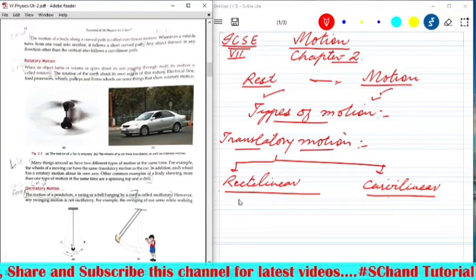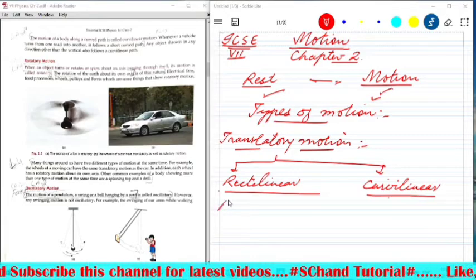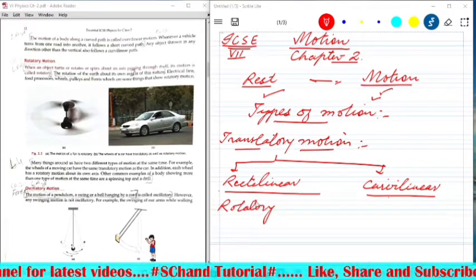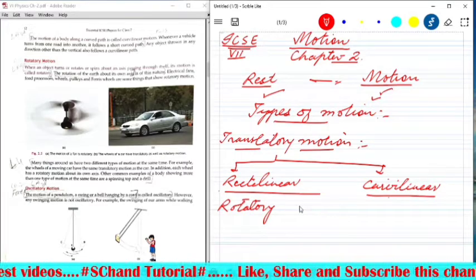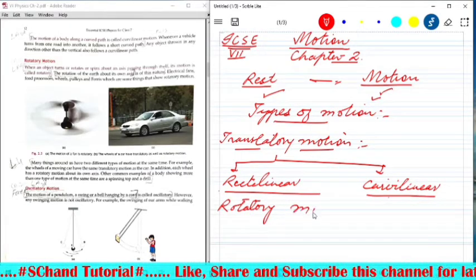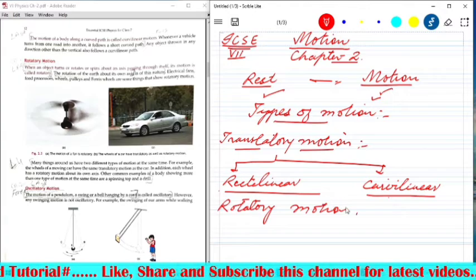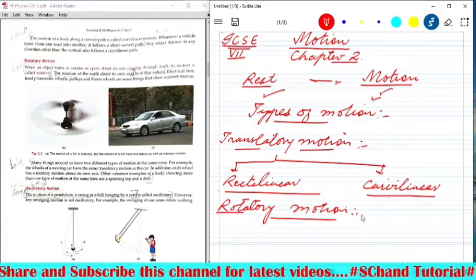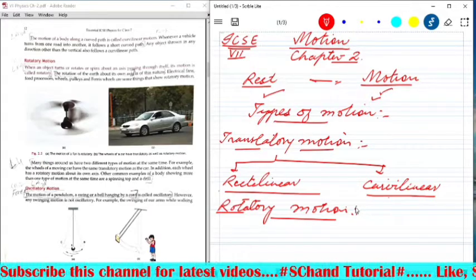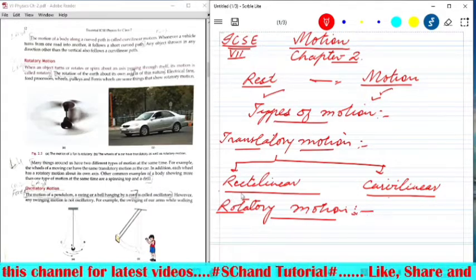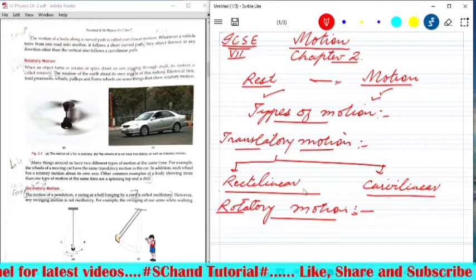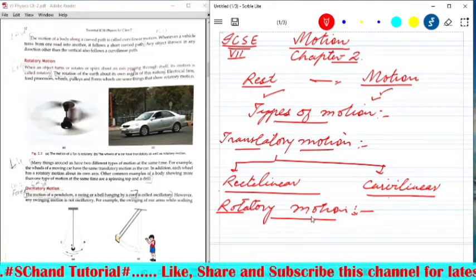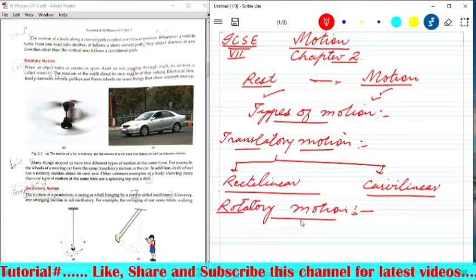Then we have rotatory motion. Rotatory motion is the motion of a body when it rotates or spins on a fixed axis, like the motion of a fan. The tires of vehicles also move on a fixed axis. There are so many examples of this rotating motion.